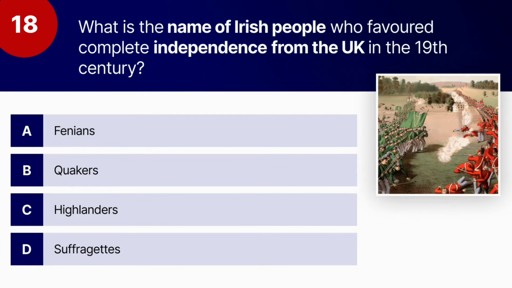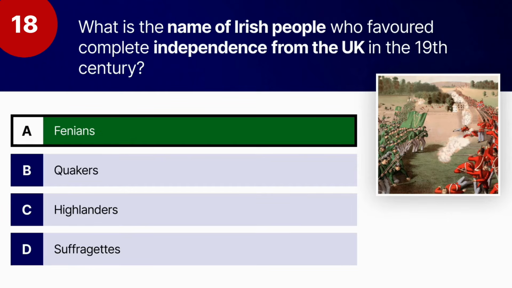What name is given to Irish people who favoured complete independence from the UK in the 19th century? A. Fenians. B. Quakers. C. Highlanders. D. Suffragettes. The answer is A. Fenians.